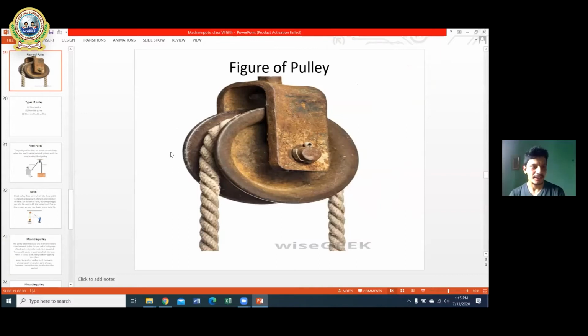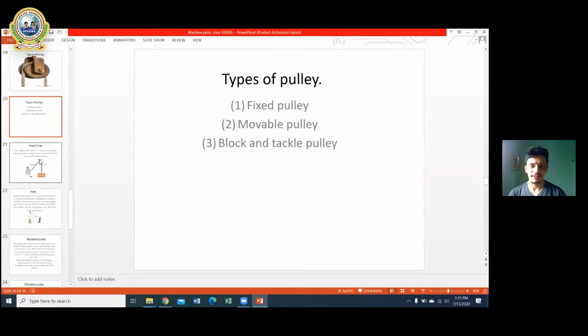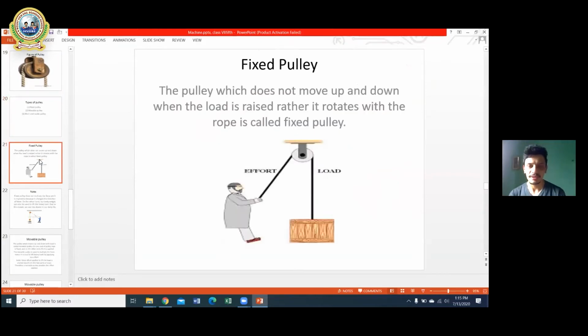If we talk about the fixed pulley, this structure is what we call a fixed pulley, you can see here. Look at this, this person is lifting the load. This is the rope, and when this person applies force in the downward direction, the load goes up.